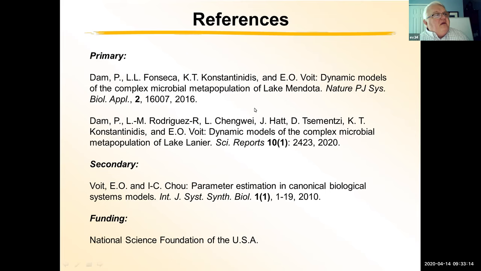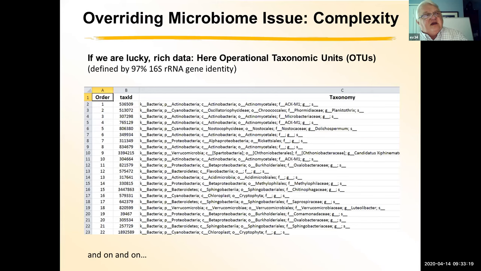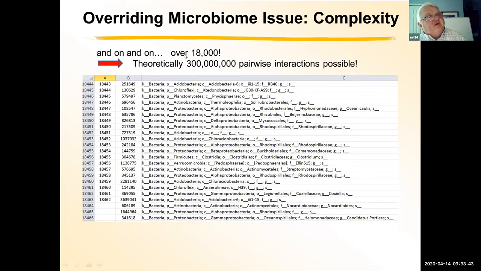The overriding issue that we have, like everybody who's dealing with microbiomes, is the complexity. We have a lot of different species. We talk about operational taxonomic units, or OTUs, and if we're lucky, we have rich data on those. You can see here, this is actual data from our Lake Mendota, and it goes on and on. We have over 18,000 different OTUs. If you imagine that each could theoretically interact with every other one, we would have something like 300 million pairwise interactions. So the challenge is, how can we deal with that?